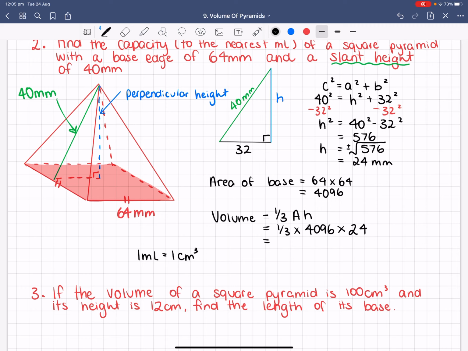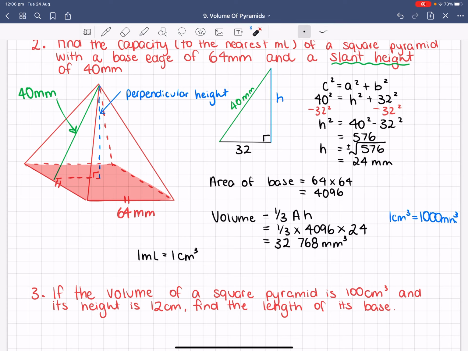So that actually comes to 32,768 millimeters cubed, but we want to convert it to centimeters first to help us find the capacity. Remember, 1 centimeter cubed is actually equal to 1,000 millimeters cubed, and you can use your conversion charts, you don't have to remember this off the top of your head.